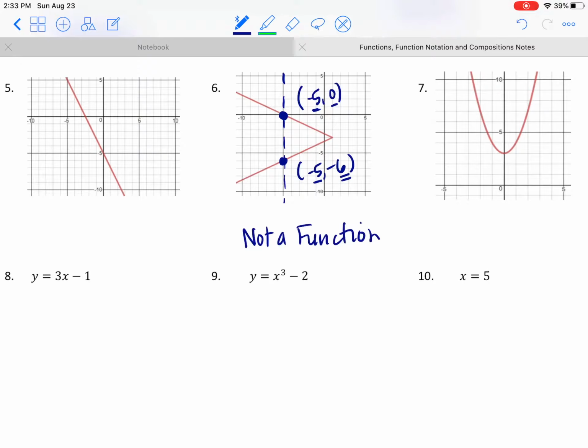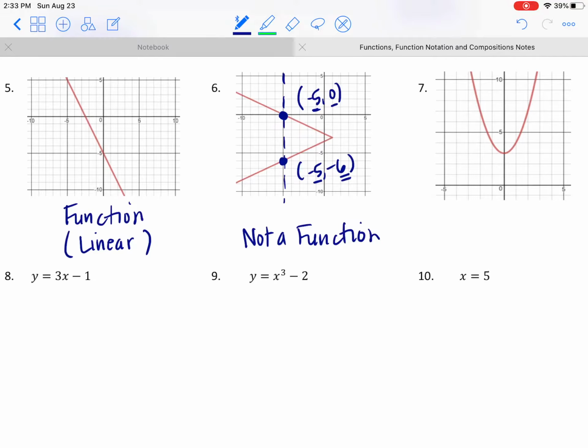The first one over here, number 5, no matter where I put a vertical line, just like use your pencil, right? If you were to drag it, no matter where you put it, it's only going to touch that graph one time. So this one represents a function. Do you know what kind of function this is? And we're going to talk more about these, but hopefully you're recognizing that is what we call a linear function.